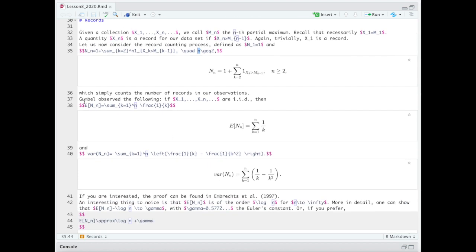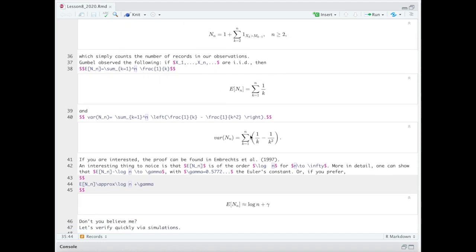In fact, Gumbel observed that if our sequence X1, X2, ..., Xn is made of i.i.d. observations, then we can obtain that the expected value of the number of records, so the expected value of N_n, is equal to the sum for k from 1 to n of 1 over k. And for what concerns the variance of the variable N_n, this variance is exactly the quantity that you see on your screen. So it's the sum over k from 1 to n of 1 over k minus 1 over k squared.